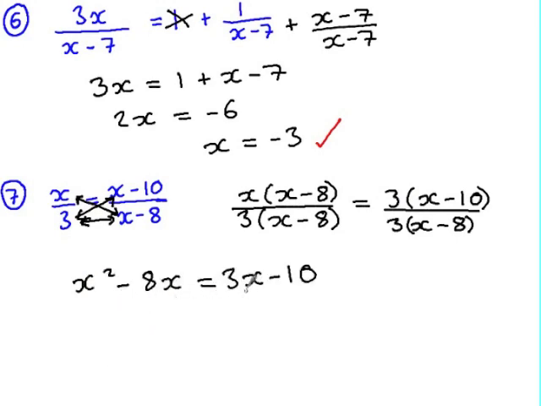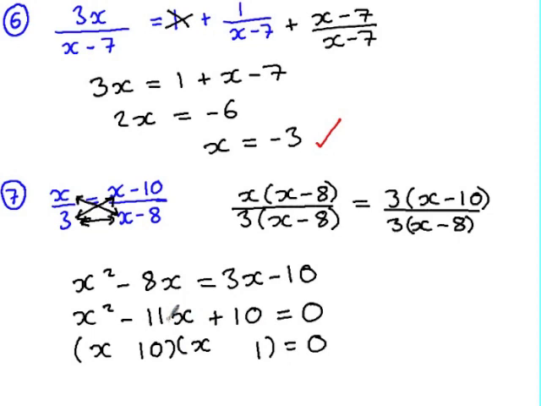And now we have a quadratic, so subtracting 3x from both sides and adding 10 to both sides, and then we'll see if we can factorise the result. 10 times 1 is 10, but I need -10 plus -1 to equal -11, and that's fine because -10 times -1 is +10. So my two solutions are 10 and 1. And just checking back to the original equation, the only value of x which wouldn't be valid would be 8, so 10 and 1 are fine.